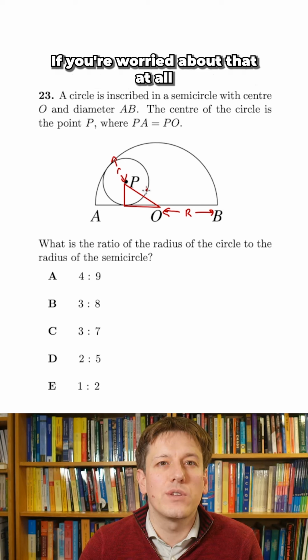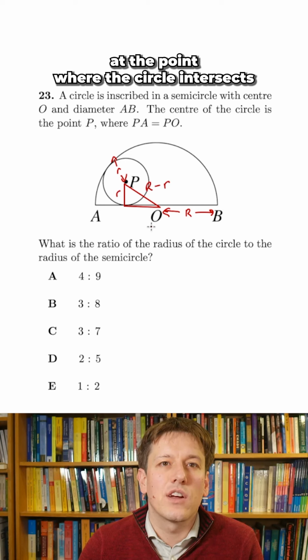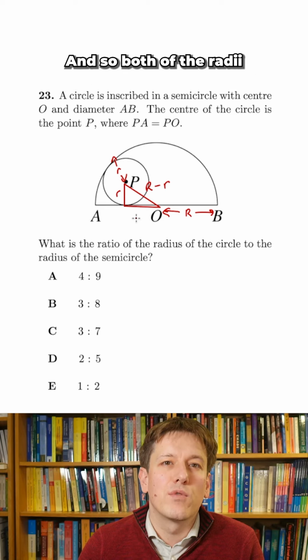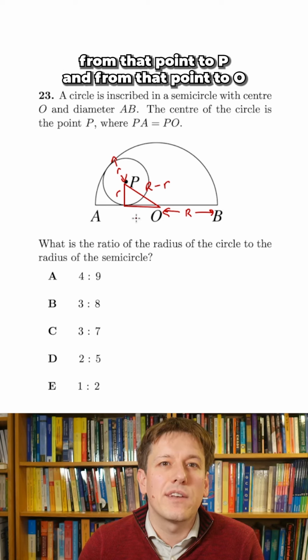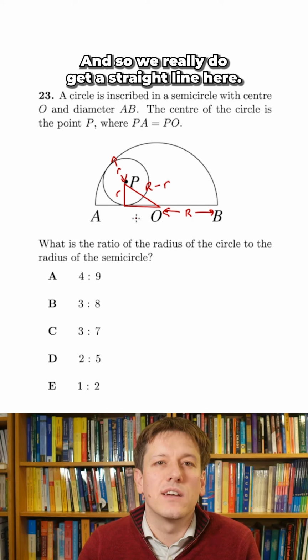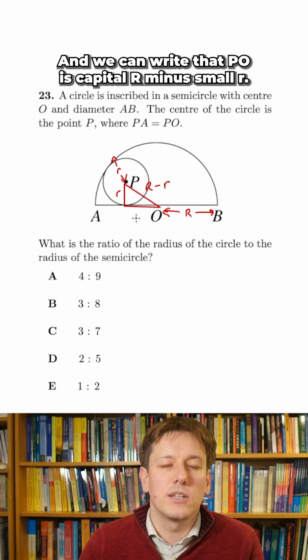If you're worried about that at all, notice that there's a common tangent at the point where the circle intersects the semicircle at the top there, and so both of the radii from that point to P and from that point to O will be perpendicular to that tangent, and so we really do get a straight line here, and we can write that PO is capital R minus small r.